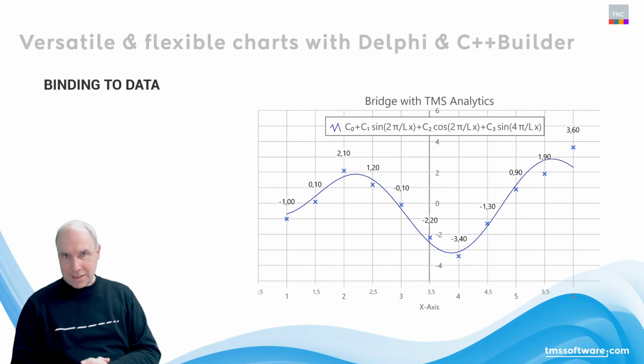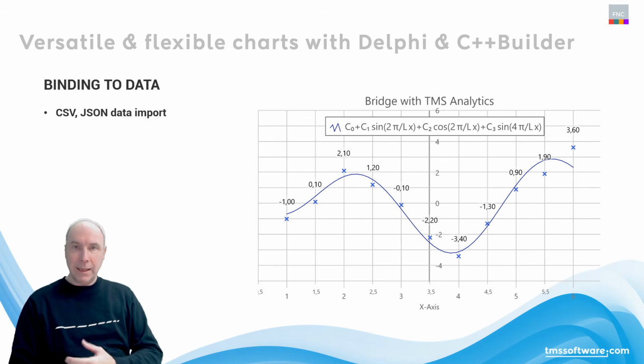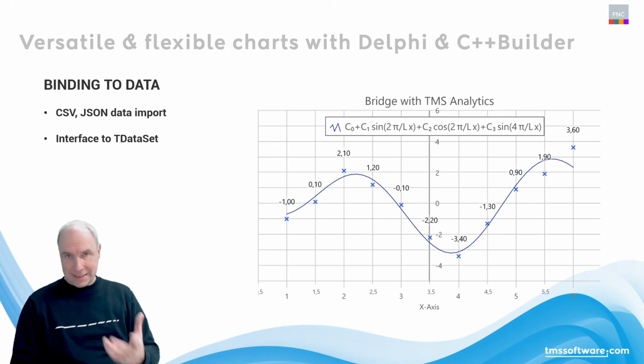Binding to data is of course also crucial when talking about charts: the flexibility to bind the chart to existing data. We can, for example, import data from CSV files and JSON files, but we can also bind it to an existing data set, whether that's a client data set or a data set for an existing database. You can bind that to the chart, and the chart will get to the data and visualize the points that are found in the database tables.